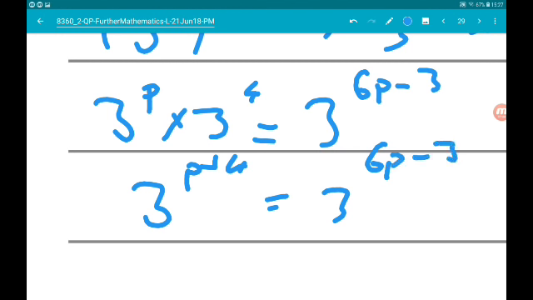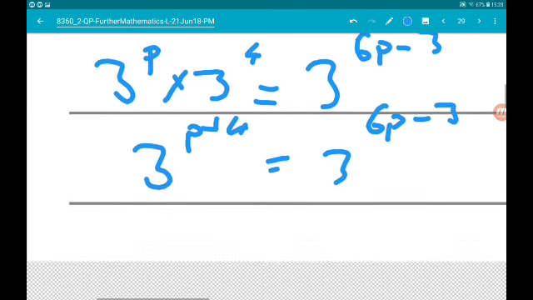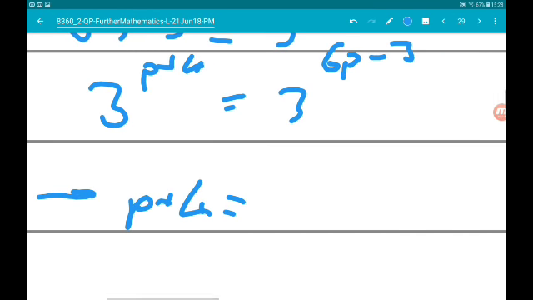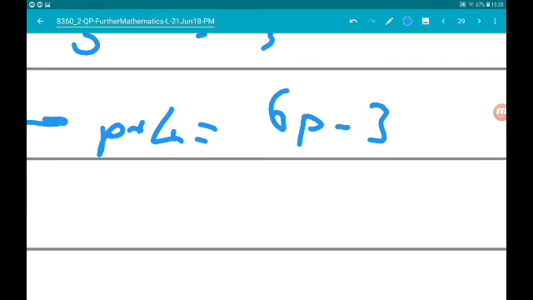So this is now what I meant by an equation in terms of p. Both sides have 3 as a base. We know they're equal, so the powers must be the same. So p add 4 is equal to 6p minus 3. Now we just need to solve for p.